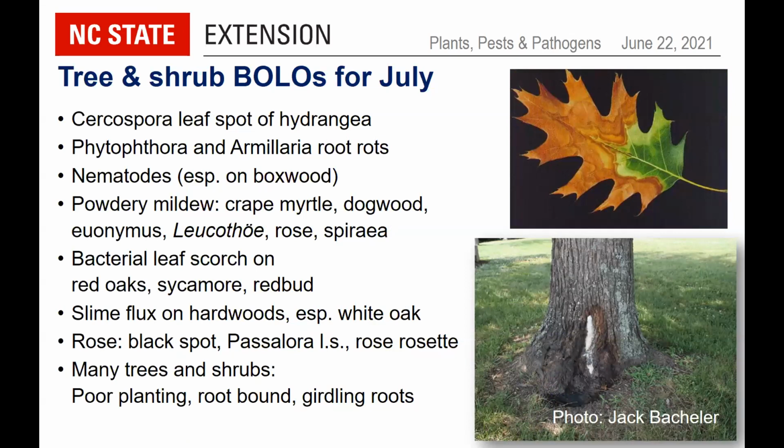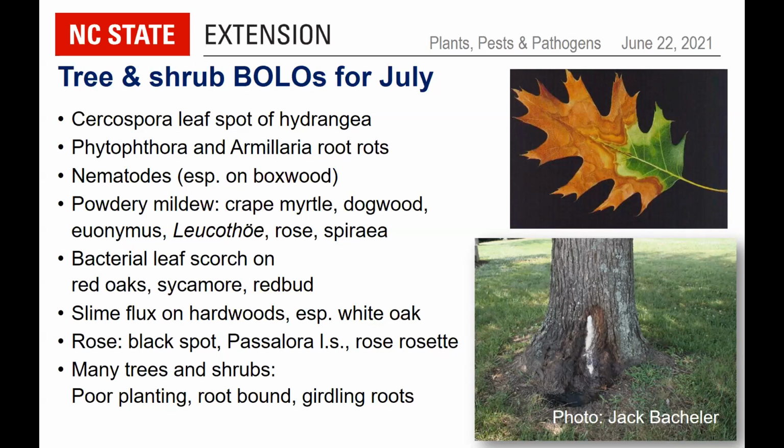On the trees and shrubs, again, that Cercospora leaf spot on hydrangea will be coming in. We always have to mention Phytophthora and Armillaria root rots as problems when you see unthriftiness, decline, or dieback. Don't forget about the roots, including nematodes, as we saw with the boxwoods, but they can be on other things as well, such as gardenia. Powdery mildews will continue. We talked about those before. Our crepe myrtles are just hammered with them now. You may see them on other species such as dogwood, euonymus, Cotoneaster, rose, and spirea.